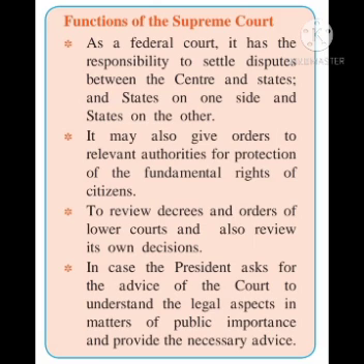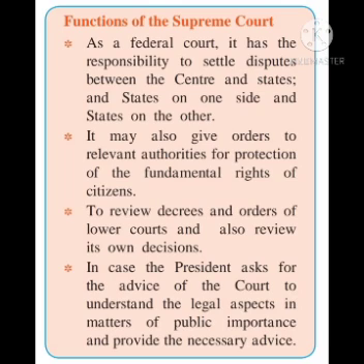It may also give orders to relevant authorities for the protection of fundamental rights of citizens, to review decrees and orders of lower courts and also review its own decision. In case the President asks for the advice of the court to understand the legal aspects in matters of public importance, it provides the necessary advice.